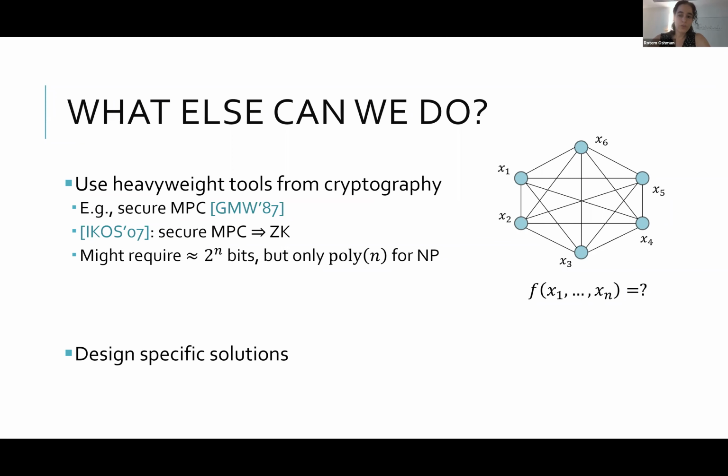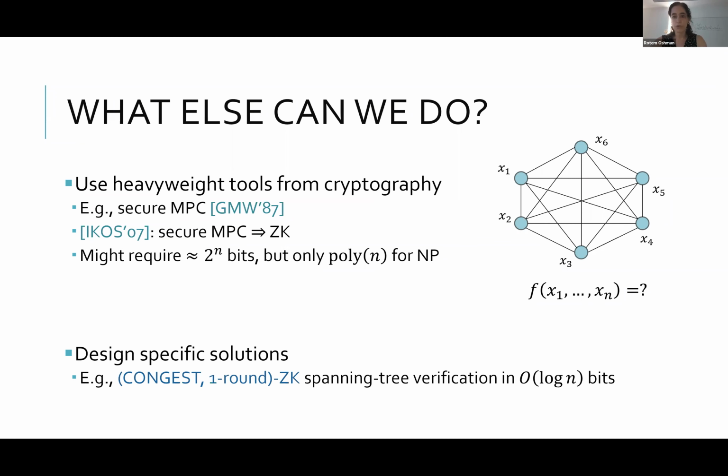The other thing that you can do is just look at your problem and think about it and design a specific solution like we did for 3-coloring. For example, if you want to do spanning tree verification, one of the most useful primitives in this field, you can actually do it pretty efficiently. You can do it in a one-round algorithm, which sends log n bits on every edge and also communicates log n bits with the prover. So essentially, there's no overhead here for spanning tree verification because you would have needed log n bits of communication with the prover anyway.